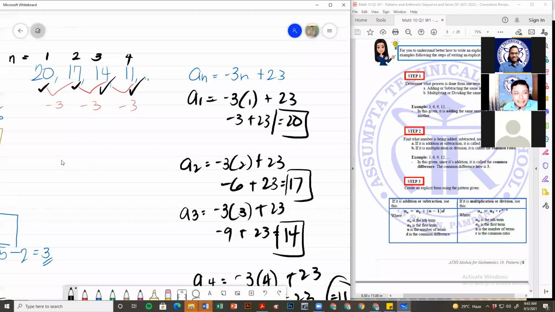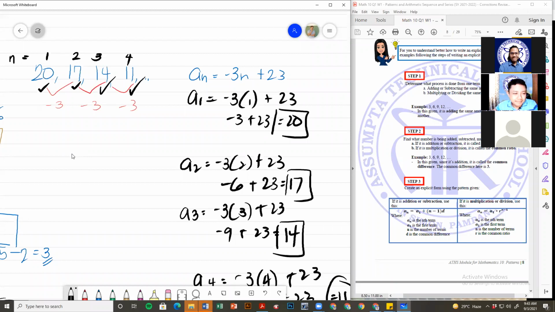May, would you like to explain? Open your camera, open your microphone, and explain your process. What did you do here? Sige nga. I will follow your solution. Ginawa ko lang po yung sinabi niyo.